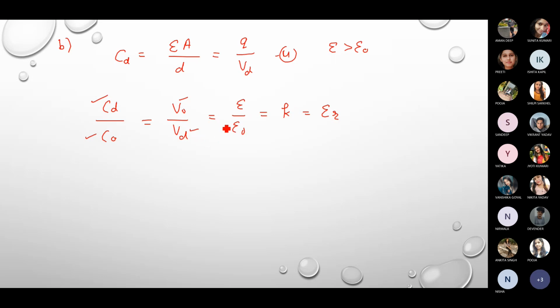Please remember that K is greater than 1, or epsilon r is greater than 1, but it varies with different dielectric materials. If there is wood inside the plates, the dielectric constant will be different. If there is wool inside the plates, then the dielectric constant will be different. So it varies with the medium, the dielectric material, from material to material. Okay.